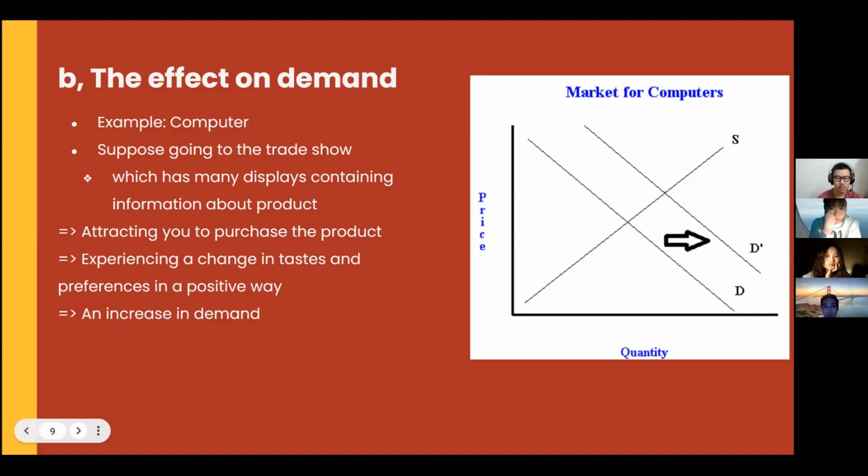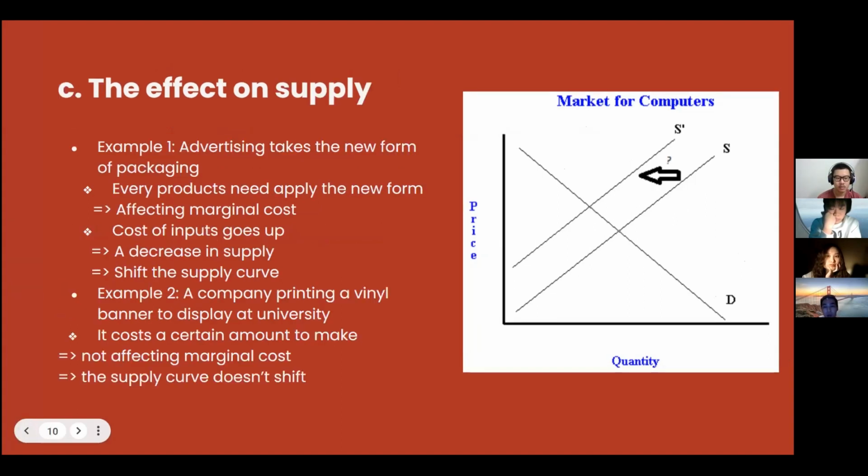Now we need to figure out whether or not the advertising will affect the supply curve. The supply curve takes the shape of the marginal cost curve for the firm. So if advertising affects marginal cost, then it will shift supply. Imagine if the advertising took the form of new packaging with either brighter colors or perhaps an attached coupon. Because every product would require this new packaging, it would affect marginal cost, and therefore would shift the supply curve. It shifts the supply curve left because the cost of input went up and it creates a decrease in supply.